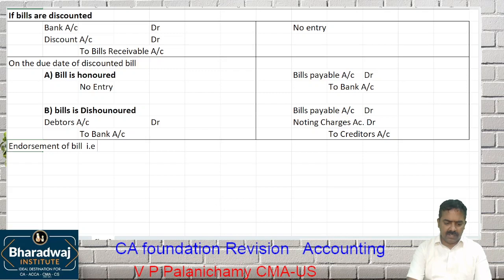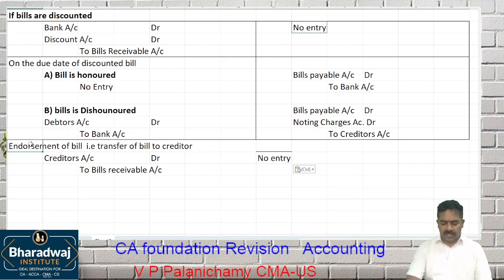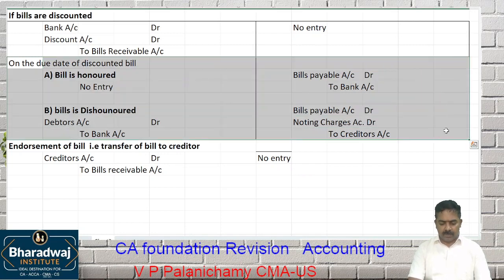Simple. There is nothing but transfer of bill to creditors. Transfer of bill to which one? Creditor. So what entry will we pass? To our creditors we are transferring. Creditors account, debtor to which account? Bills receivable account. Second party book, no entry. Why no entry? It's a transaction happening in the books of which party? First party. Then on the due date there are two possibilities.